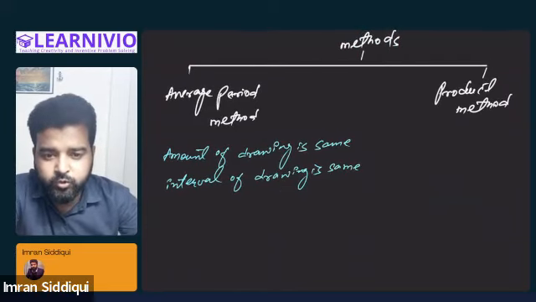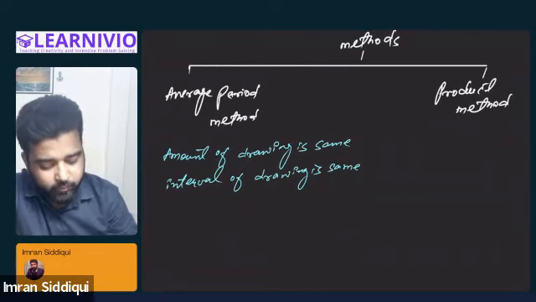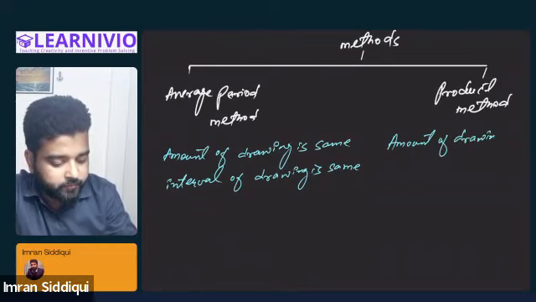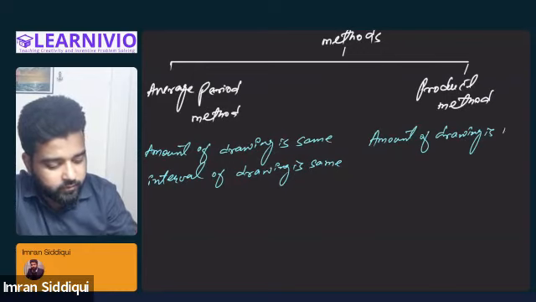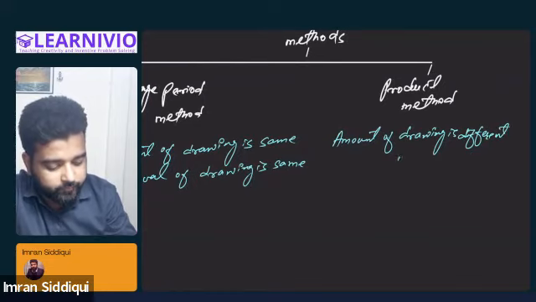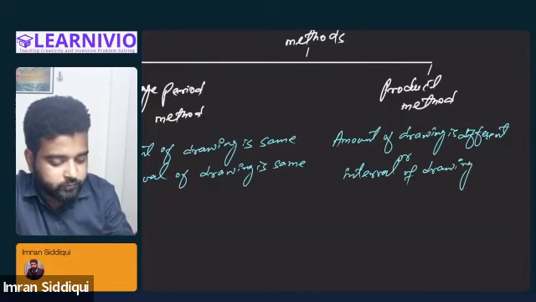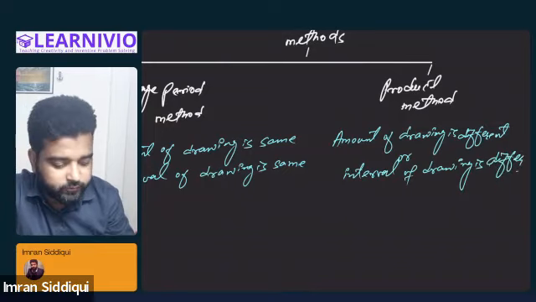I'll explain this to you through an example, but let me first write this down. The product method will be applicable in a situation when the amount of drawing is different every time, or the interval is uneven. The interval of drawing is also different. Let me explain this through an example.